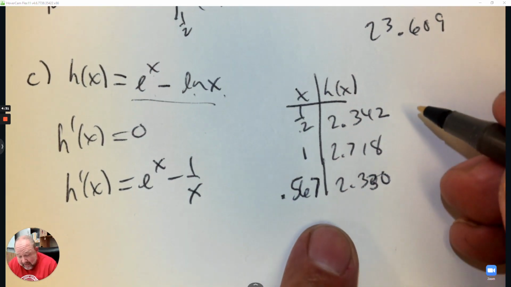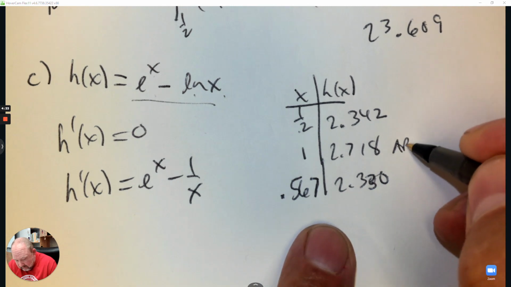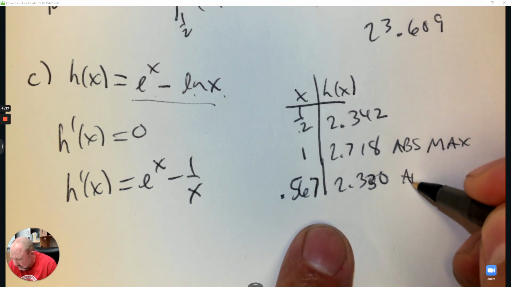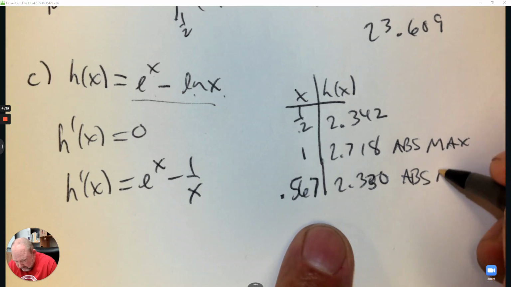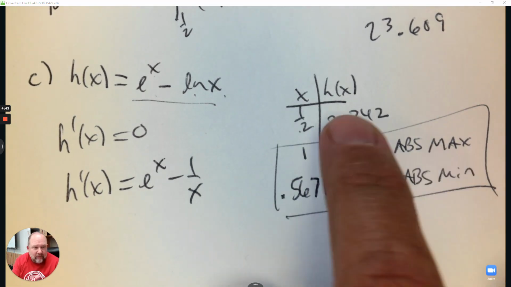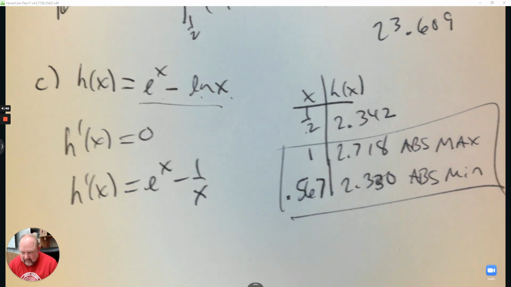And then the question is, what's the absolute maximum in that? The absolute maximum is right here, that's the biggest number, and the absolute minimum is right here. So that's what I was looking for: what is the absolute max, what's the absolute min, and I answered it.